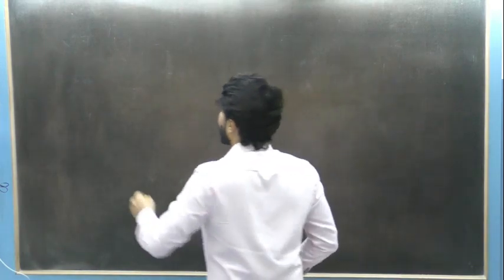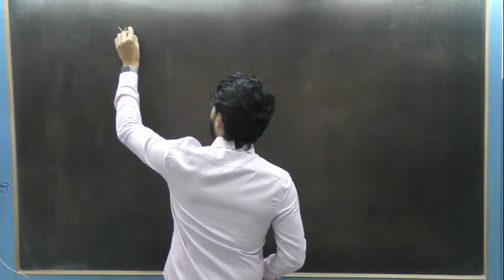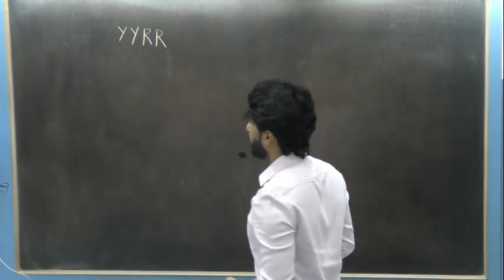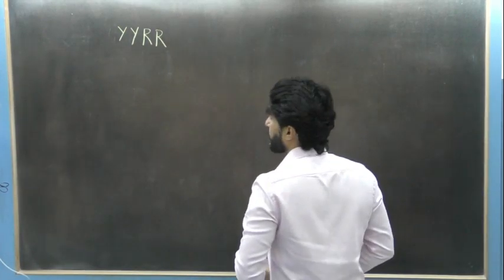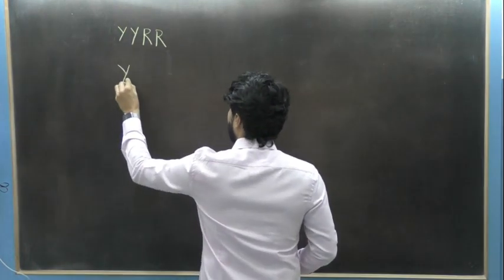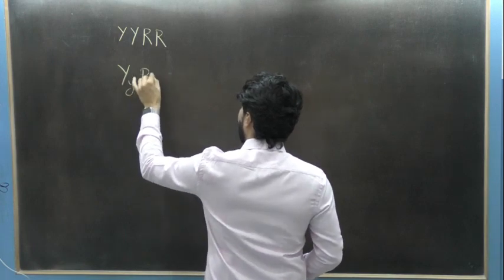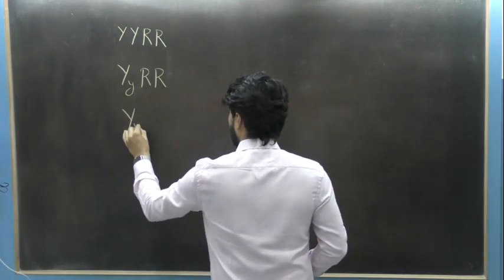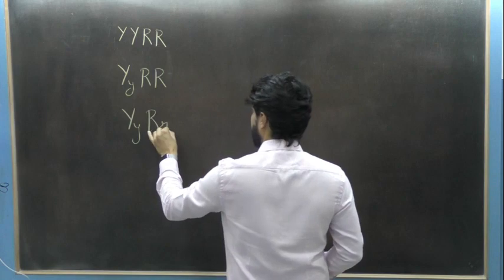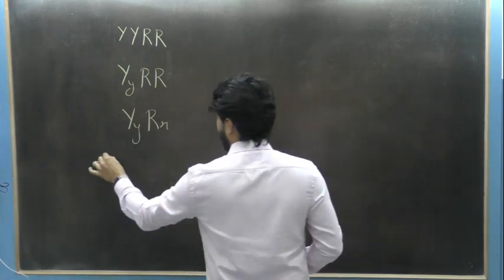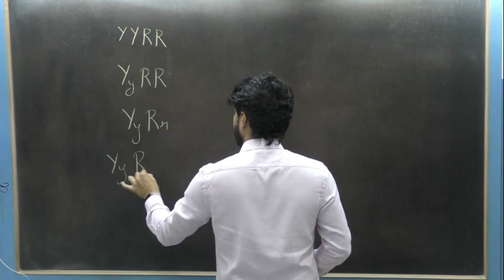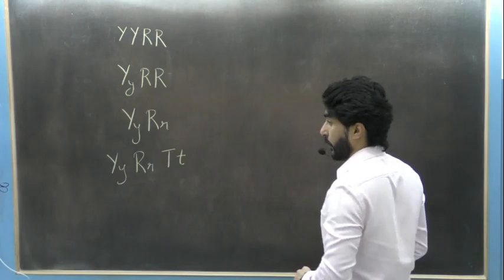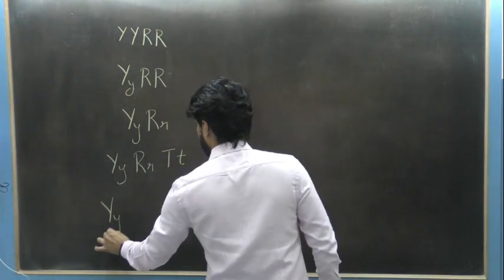For example, they may give you a genotype capital Y, capital R, capital R, and ask you how many types of gametes are produced by this plant. They may give you a genotype capital Y, small y, capital R, and ask how many types of gametes are produced by this plant. Another option they may give you is this. Now this is easy, but sometimes you may have this type, or they may give you this type.